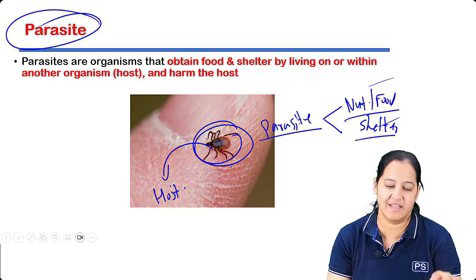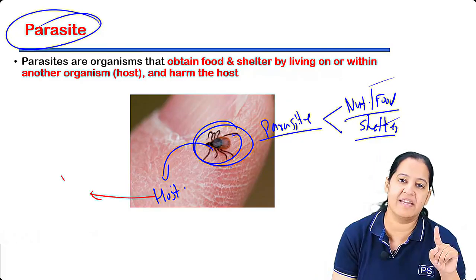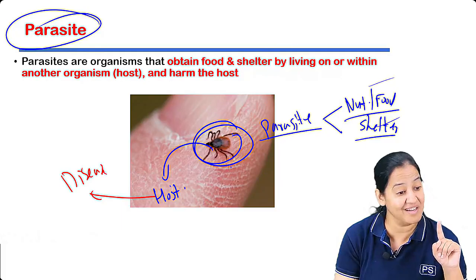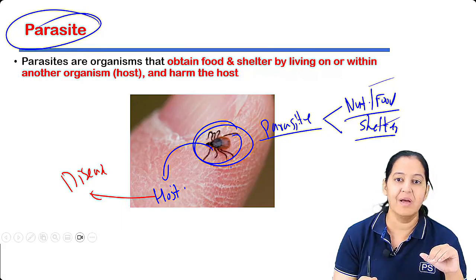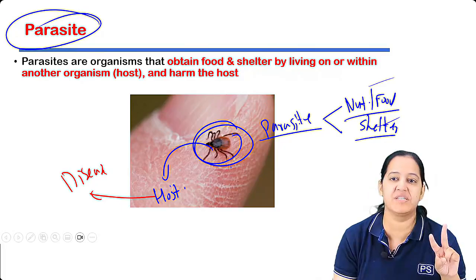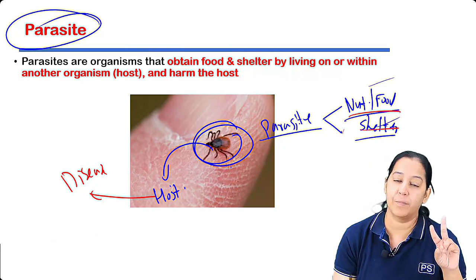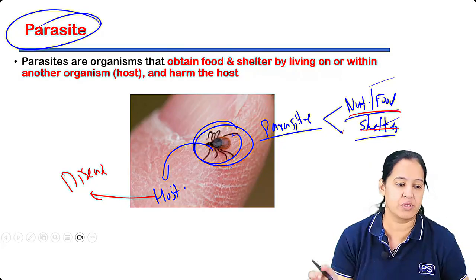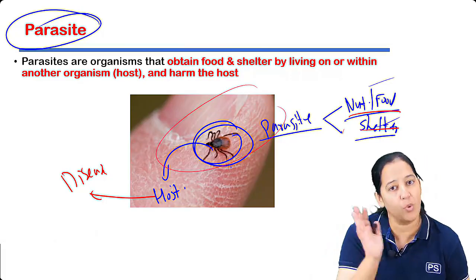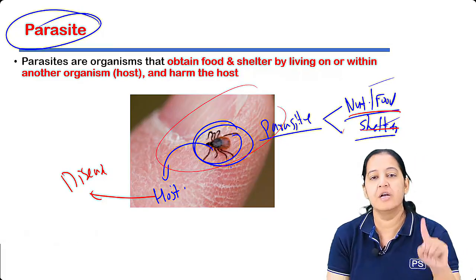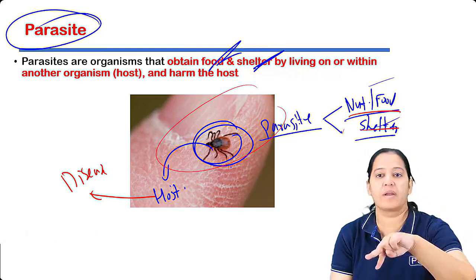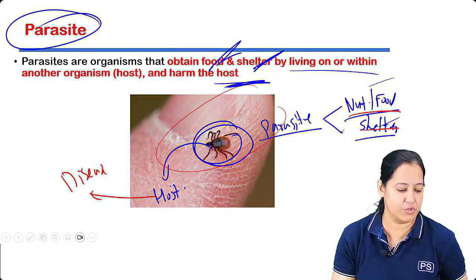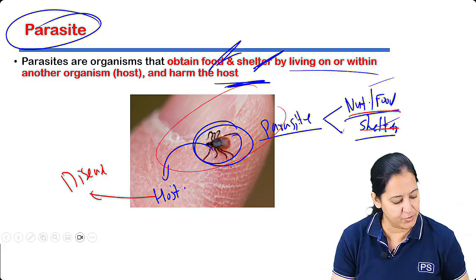बदले में parasite क्या दे रहा है to the host? The parasite is giving disease to the host. So the host is giving the parasite two good things, food and shelter, and in return the parasite is giving disease to the host. So this relationship is known as the host-parasite relationship. Got it? So who is a parasite? One who obtains two things, food and shelter, from another organism. The other organism is known as the host.